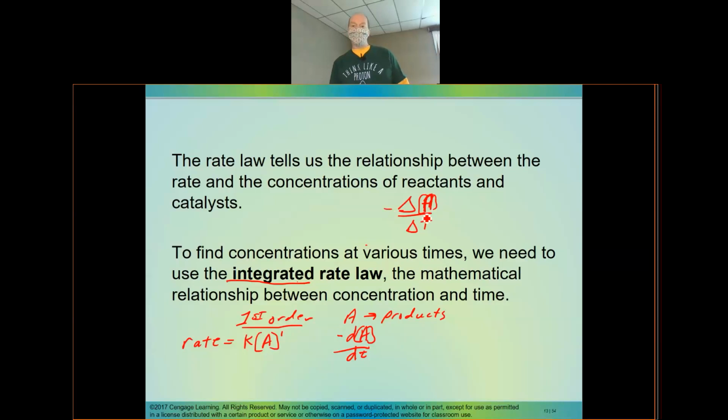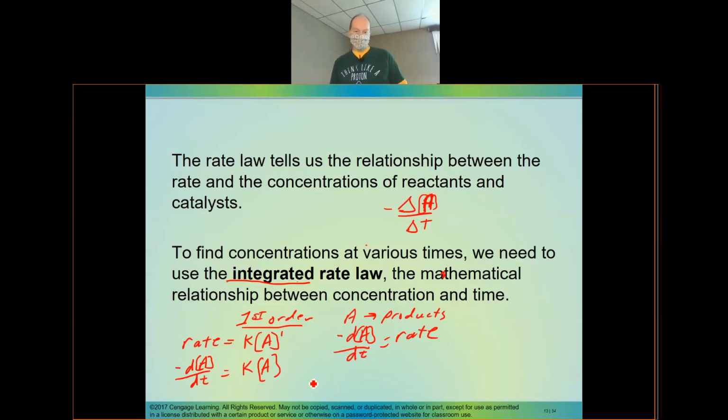When we're doing small changes, now we're talking about the tangent line, we're talking about calculus, we're talking about integrations, all right? So this is for the small change. All right, so this is how we're going to find our rate. Plug that in for rate. So we are looking at the disappearance of A over time, and that is equal to k times A to the first. All right, so then we combine like terms.